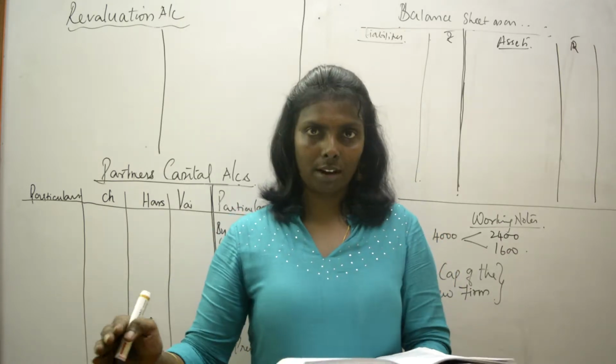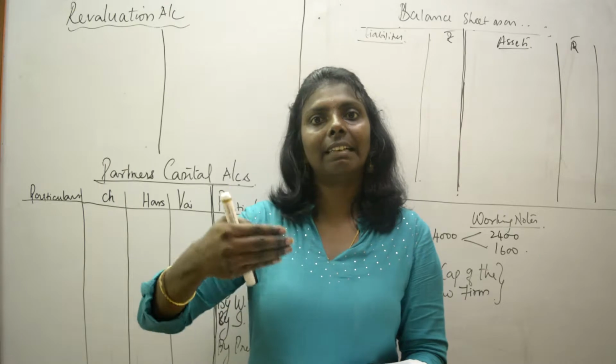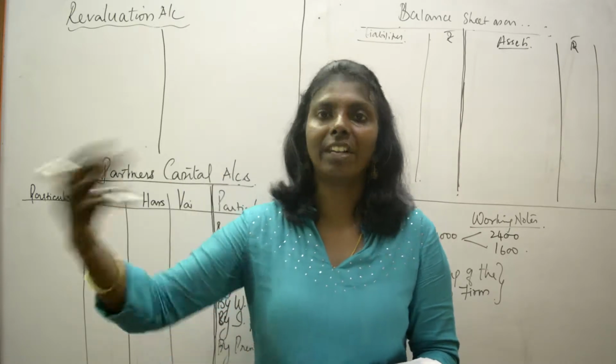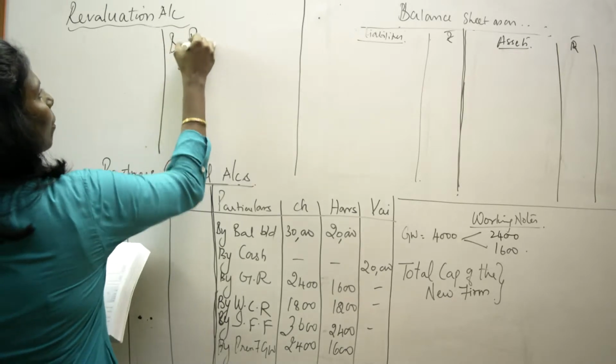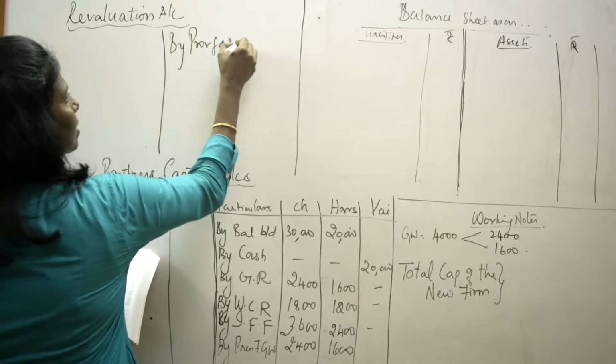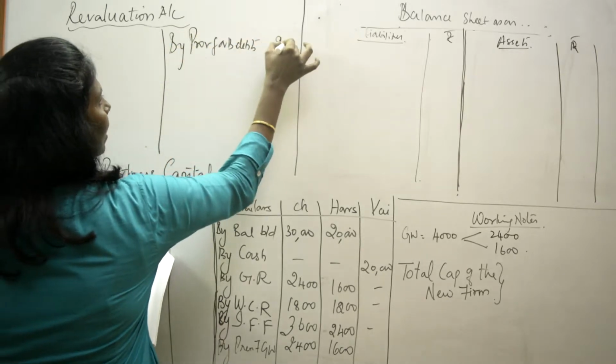I need to take that off, which is a decrease in liability or an increase in asset. So I put it on the credit side of the revaluation account as provision for bad debts, that's 2,000. Okay, I'm done.